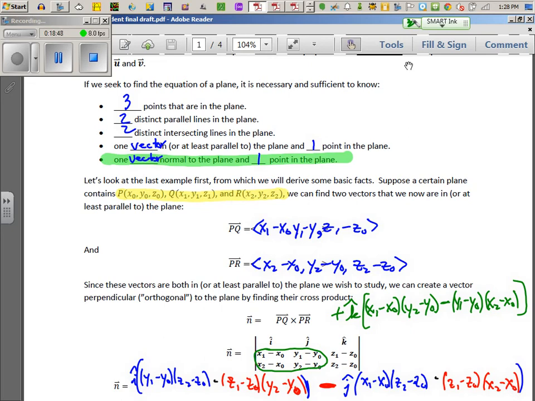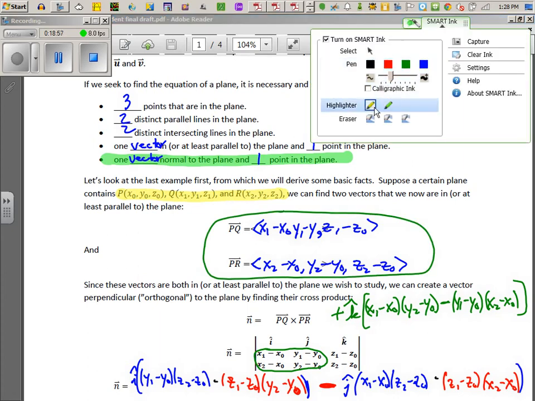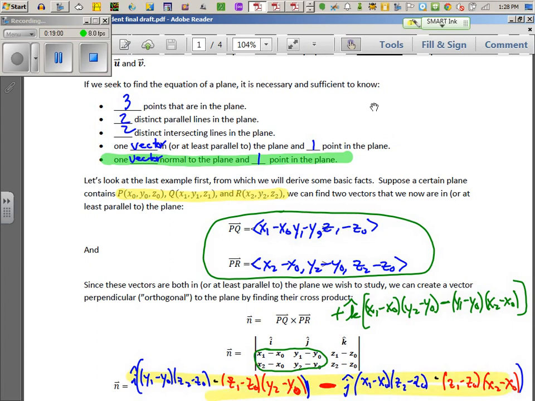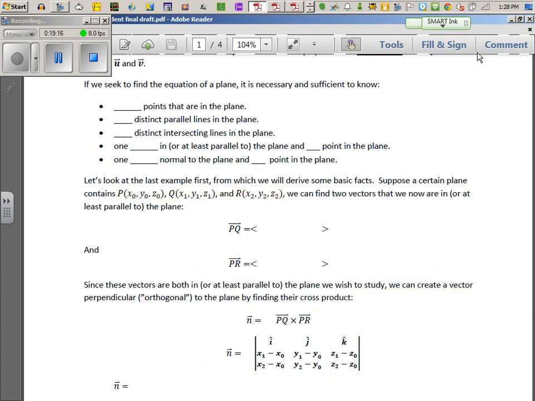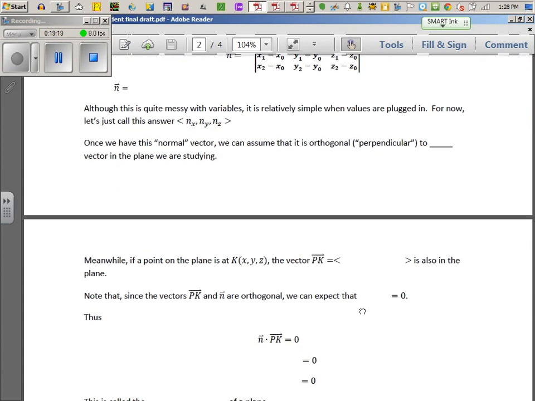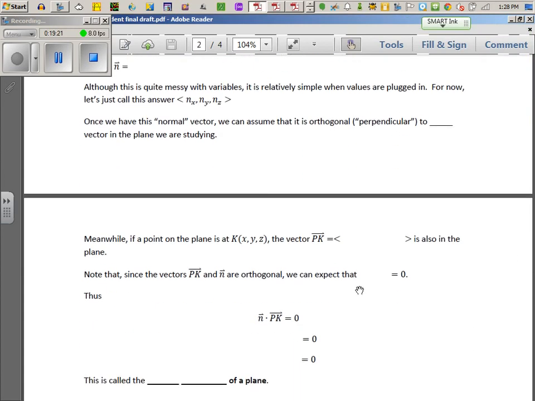How would you describe this vector compared to the two vectors PR and PQ? This long answer we just wrote, how does it fit geometrically with the two in the box up above it? It's perpendicular to both of these. So at that point we'll know three vectors, two that are in the plane and one that is perpendicular to the plane. Although this is quite messy with variables, it's relatively simple when values are plugged in.